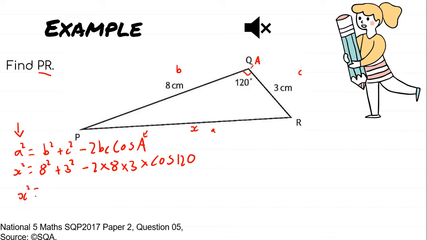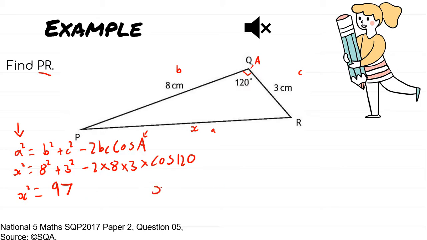Now, if this is obviously paper 2, you've got a calculator, and what I would suggest is at this point you get your calculator out and you actually type 8 squared plus 3 squared minus 2 times 8 times 3 times cos 120. And if you hit equals there, you're going to find that that equals 97. And so we've worked out the value of x squared. Now just be careful, that's x squared. We actually want to know the value of x.